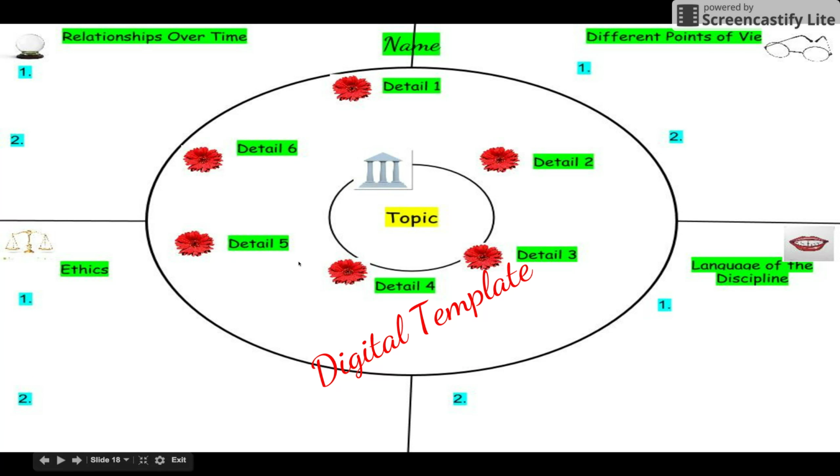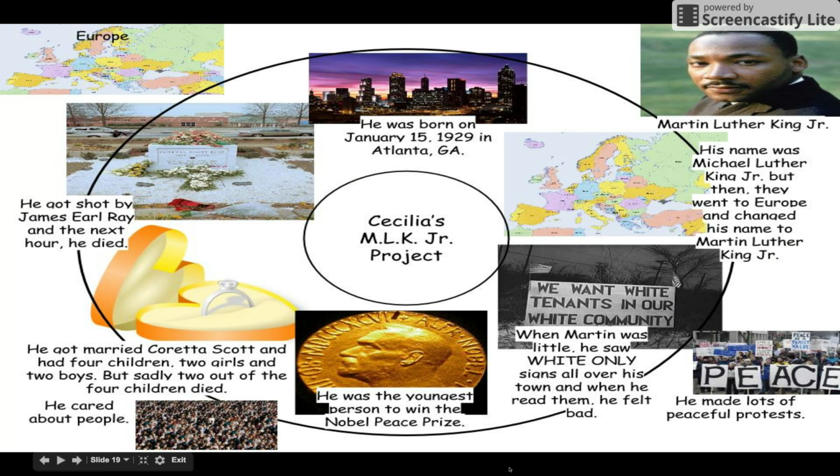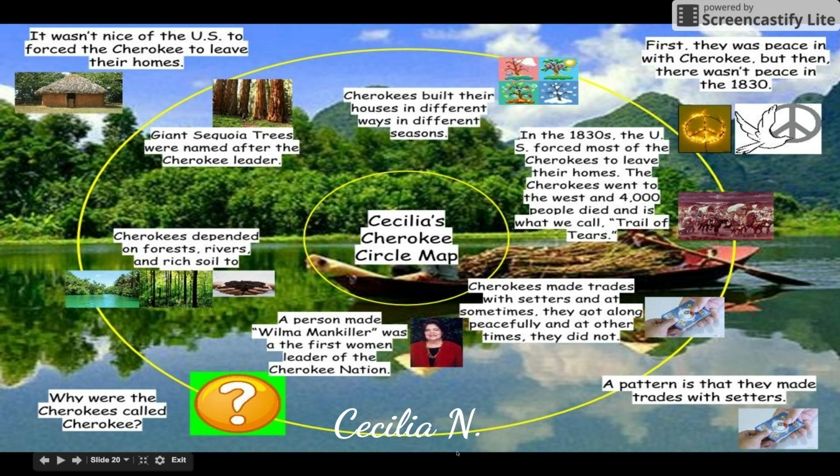Here's a circle map that also has incorporated gate icons. We have different points of view, relationships over time, ethics, and language of the discipline, along with details in the center. Here's what a circle map might look like completed after they used a digital template. They add photographs, they have text that goes along with each idea, and that's what it looked like, Martin Luther King Jr. project. Here's another one that was about the Cherokee Native Americans, giving details in the center and then other gate icons around the outside.